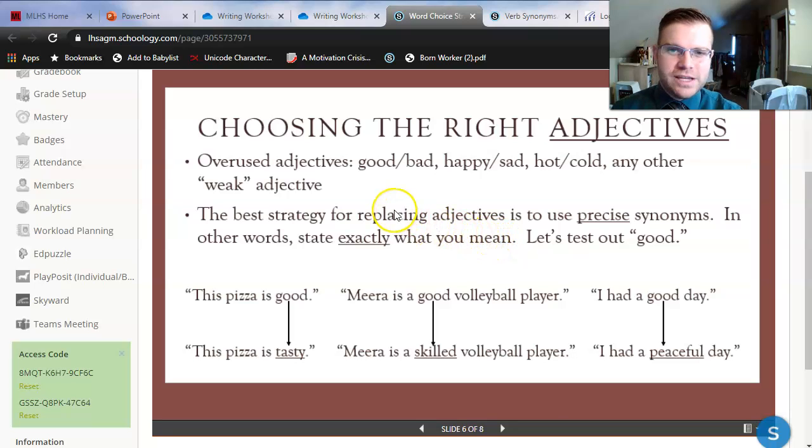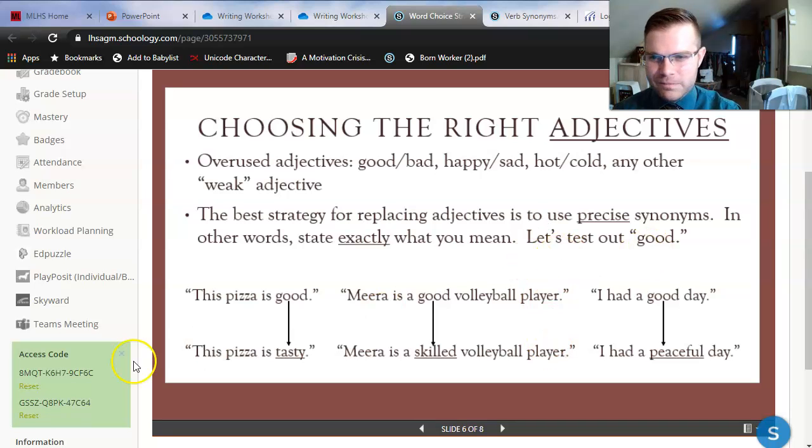If you're saying that it's hot outside, do you mean that it's 80 degrees? Do you mean that it's 90 degrees? Do you mean that it's 120 degrees? Use a more specific word for that by being precise. It's warm outside is better than hot there. It's sweltering outside might mean that it's over 100. It's blazing outside. It gives more clarity.